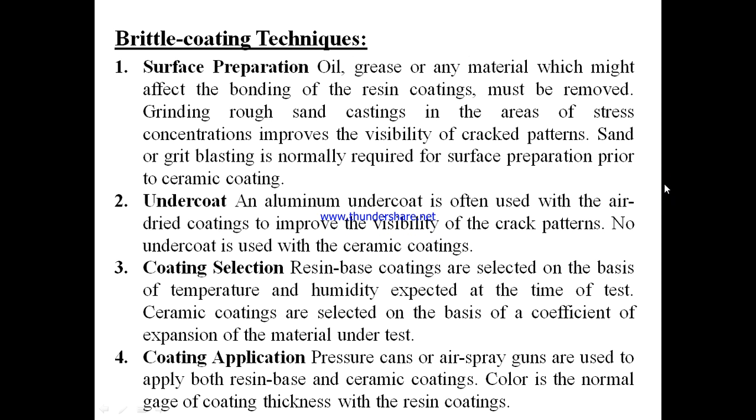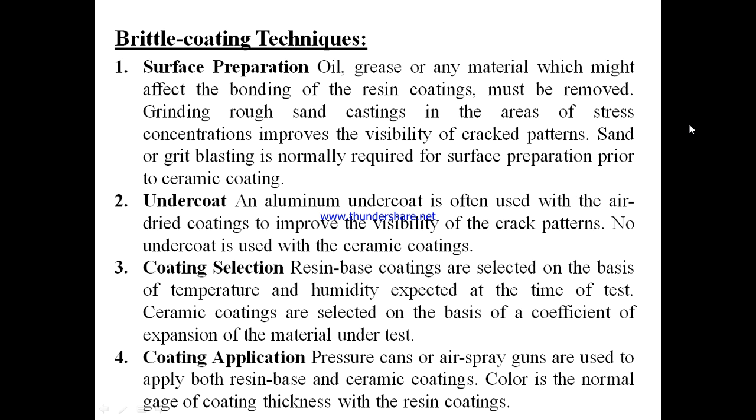So firstly, surface preparation is done. All the oil, grease, or any other material which might affect the bonding of the resin coating must be removed. Grinding rough sand casting in the areas of stress concentrations improves the visibility of the crack patterns. Sand or grit blasting is normally required for surface preparation prior to ceramic coating. For the sanded coat, an aluminium undercoat is often used in the air dried coatings to improve the visibility of the crack patterns. No undercoat is used in the ceramic coatings.